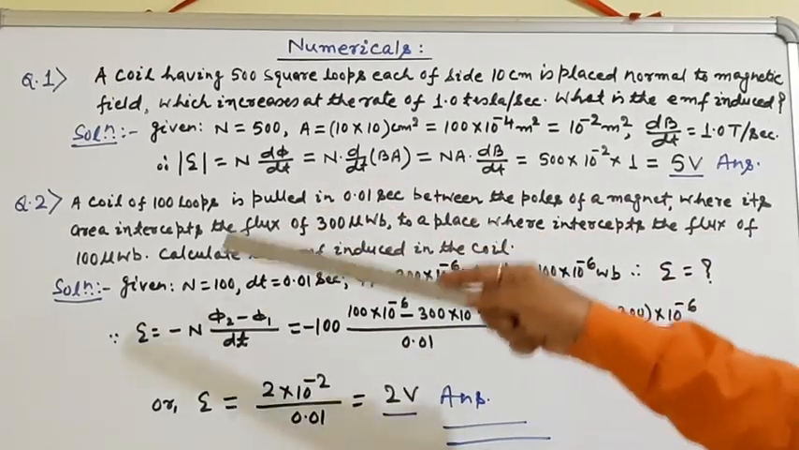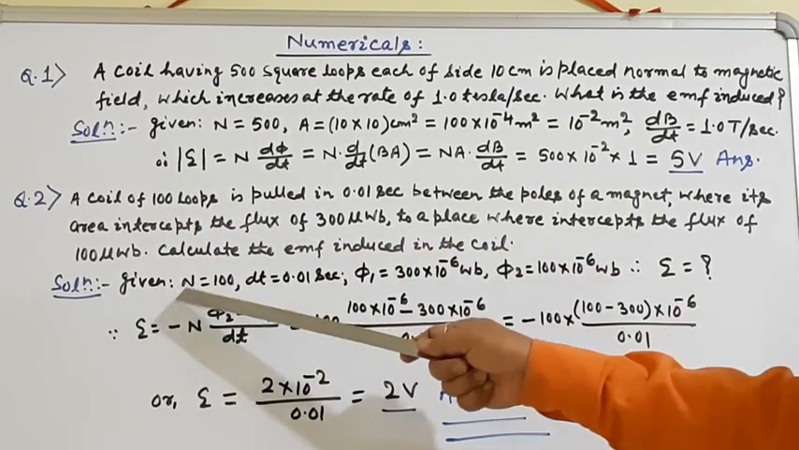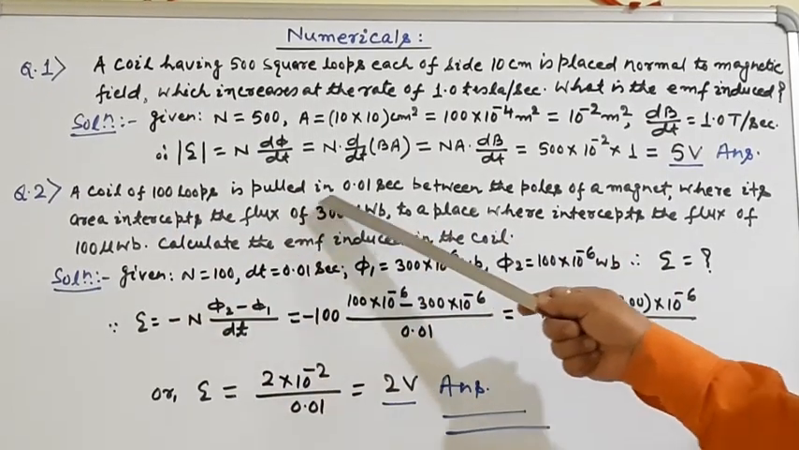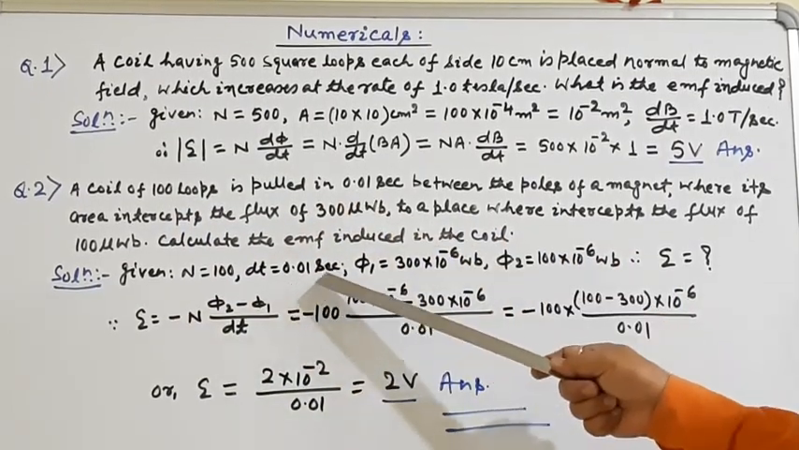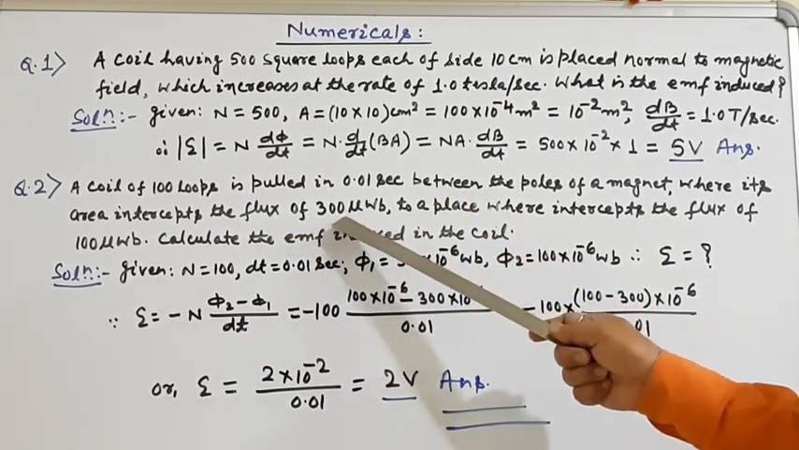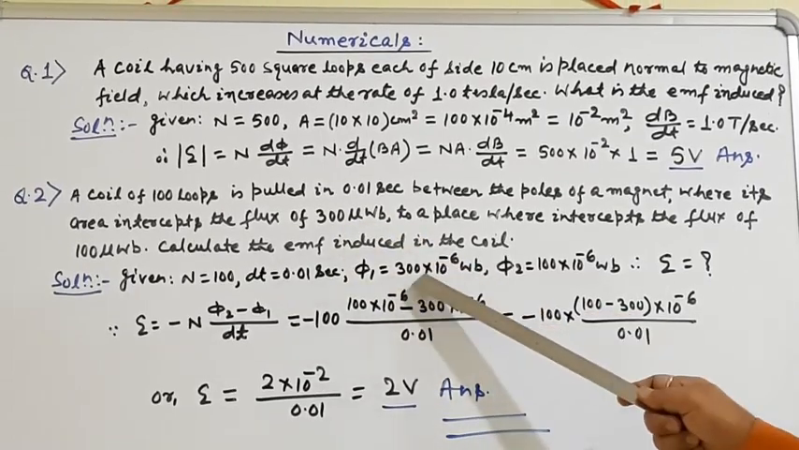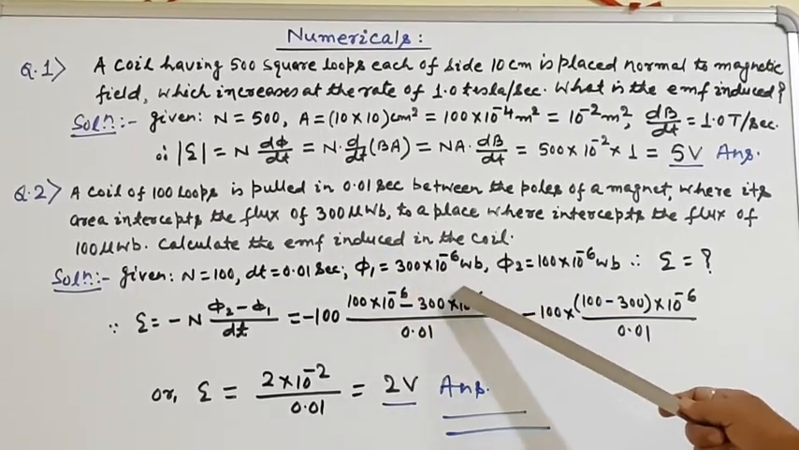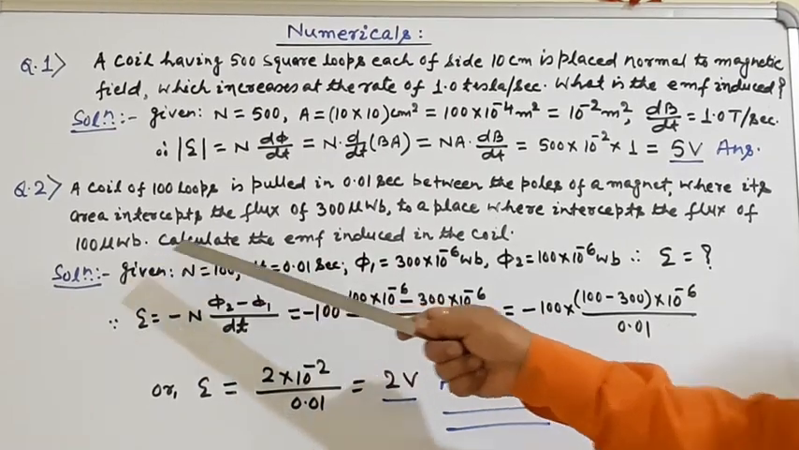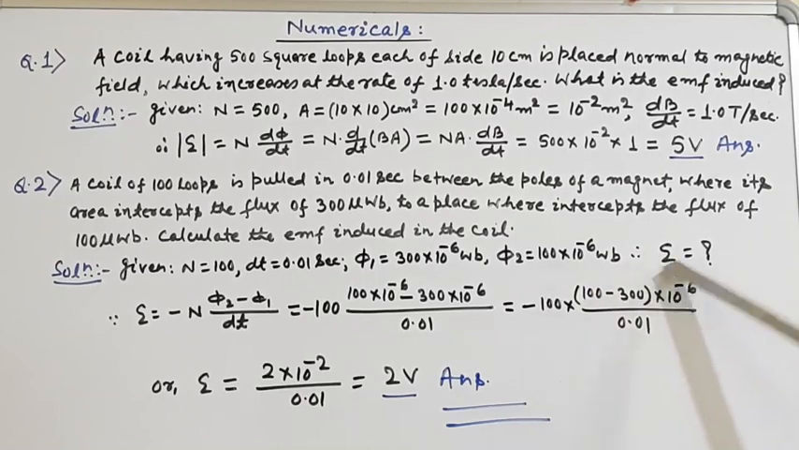Again we shall write what is given in the question. Here 100 means number of turns is 100. Time is given, dt is a small time, 0.01 second, and two fluxes are given. Phi 1 is 300 microweber, converting to Weber, 300 into 10 to the minus 6 Weber, and Phi 2 is 100 microweber, converting to Weber, 100 into 10 to the minus 6 Weber. So E is equal to what?